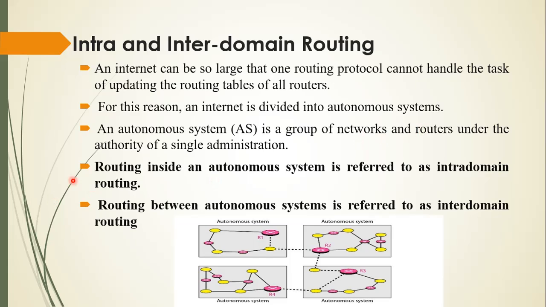Routing inside an autonomous system is referred to as intra-domain routing. Routing between autonomous systems is referred to as inter-domain routing. So if we have this autonomous system and this autonomous system, and routing is performed between these two autonomous systems, then it is known as inter-domain routing.